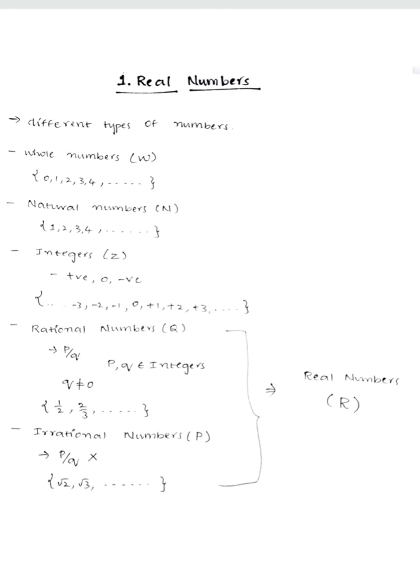Today in this video I am going to explain you about our first chapter, real numbers. Instead of directly solving the problems, let me explain you a few basic concepts. To know what exactly real numbers are, first you need to know what are the different types of numbers. Different types of numbers can be whole numbers, natural numbers, integers, rational numbers, irrational numbers and real numbers.